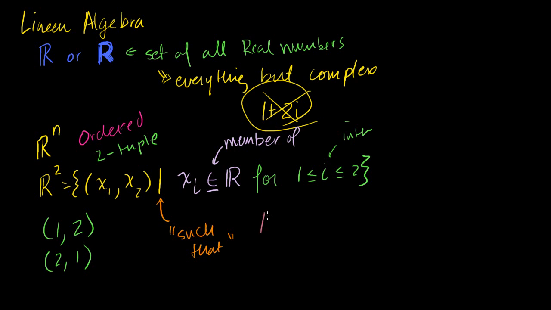I could have written R2 is equal to the set of all ordered tuples x1, x2, such that x1 and x2 are a member of the reals. I could have written it that way. That would have been an easier way to write it. But either way, I think you get the idea. It's all of the combinations of two things.